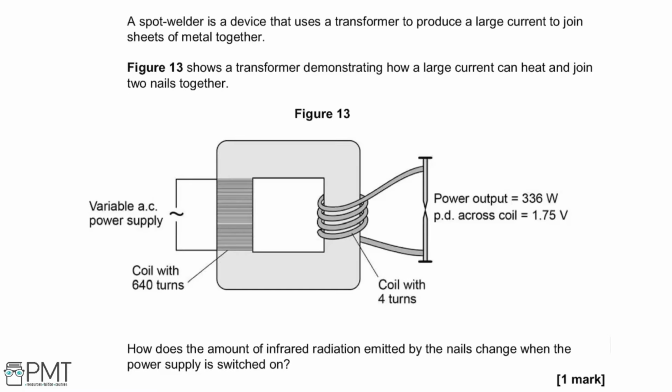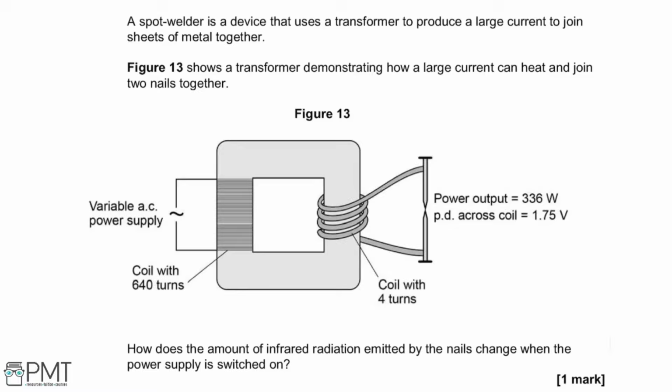A spot welder is a device that uses a transformer to produce a large current to join sheets of metal together. Figure 13 shows a transformer demonstrating how a large current can heat and join 2 nails together. How does the amount of infrared radiation emitted by the nails change when the power supply is switched on?